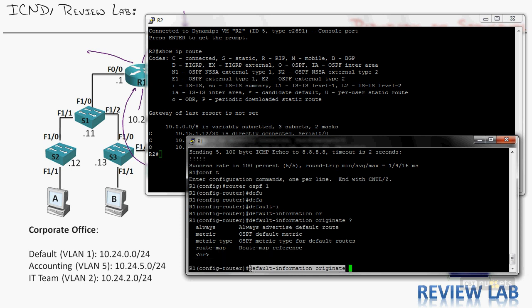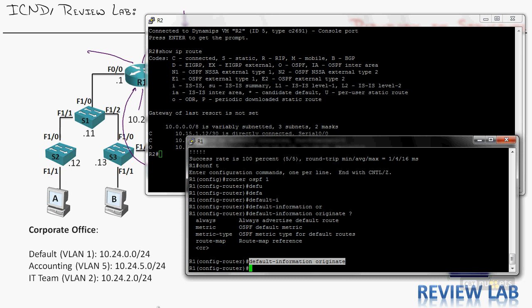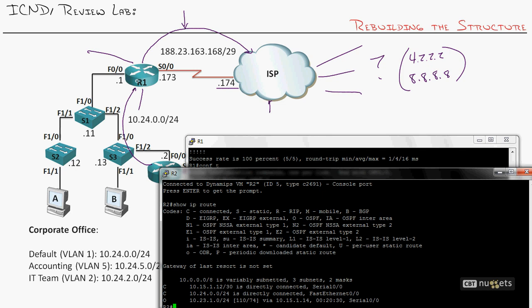Default information originate tells the router, if I just hit the enter key, done, right? That tells router 1 to now say, okay, if you have a default route, router 1, advertise that to all your OSPF neighbors, and they'll advertise it to their neighbors and their neighbors and so on.